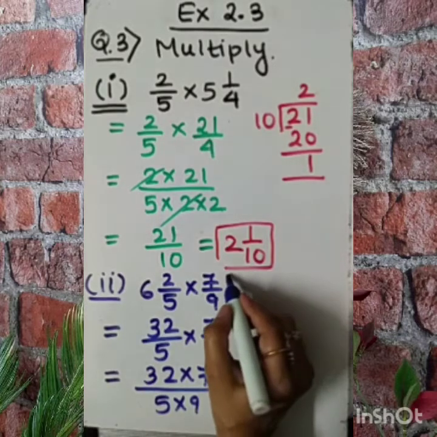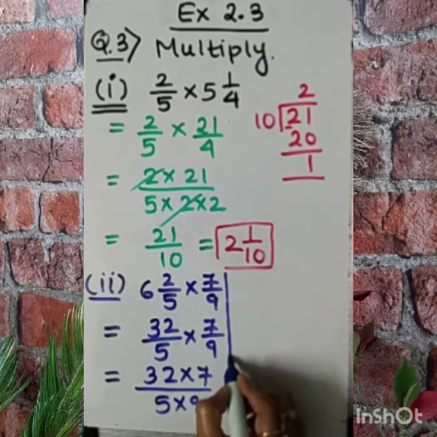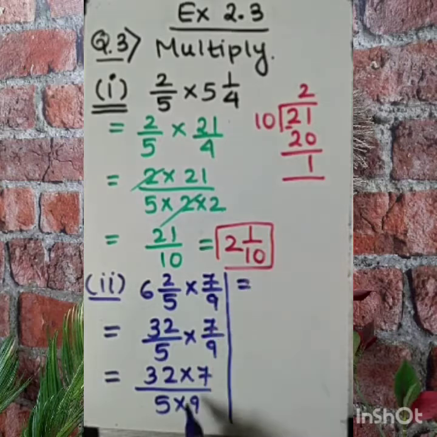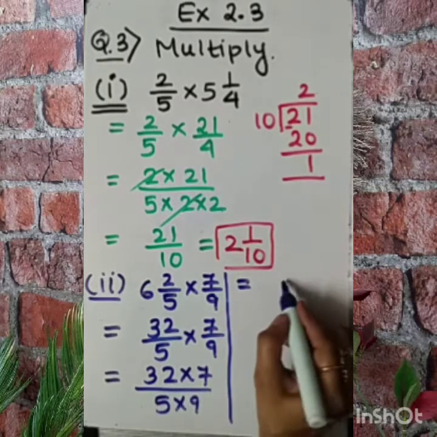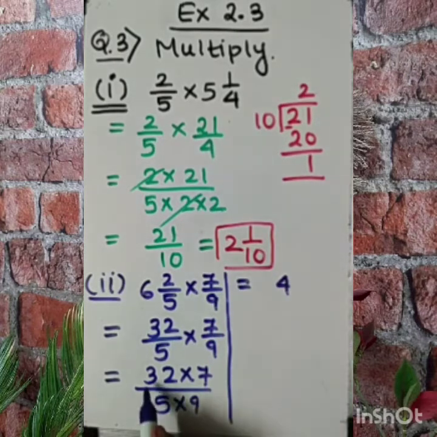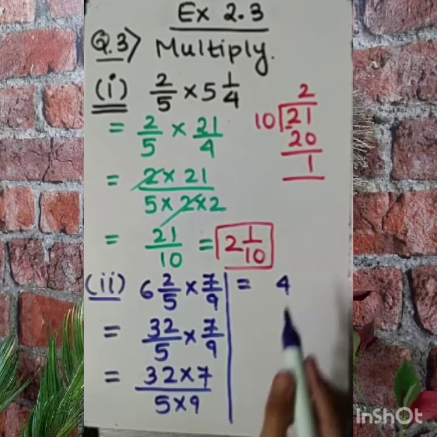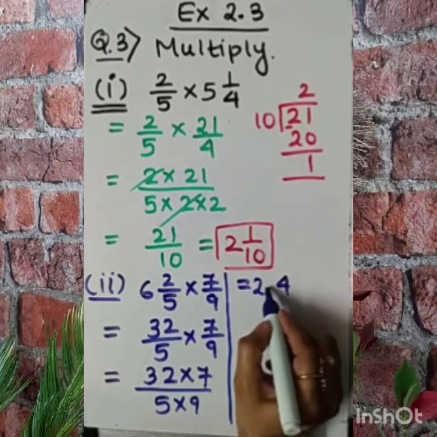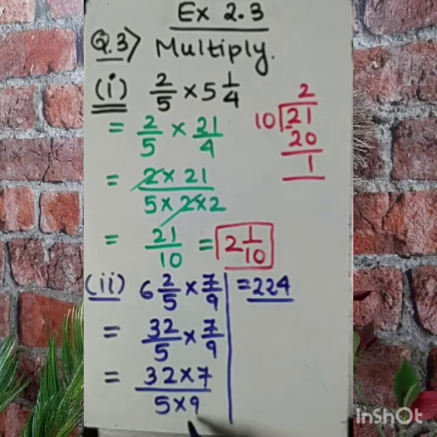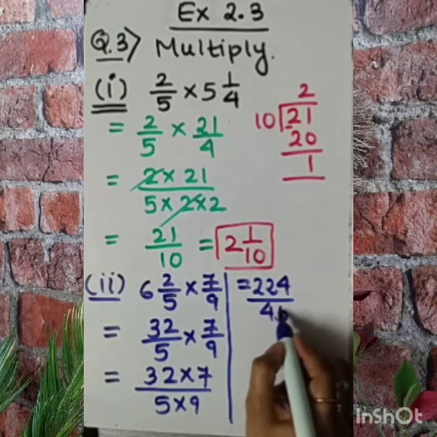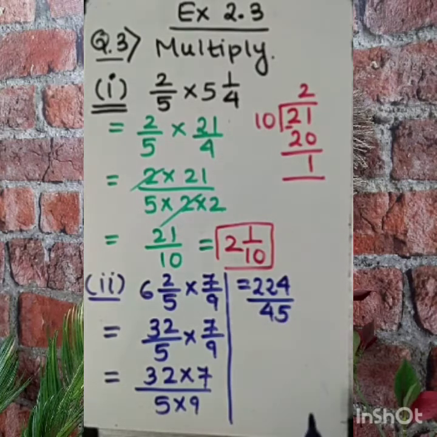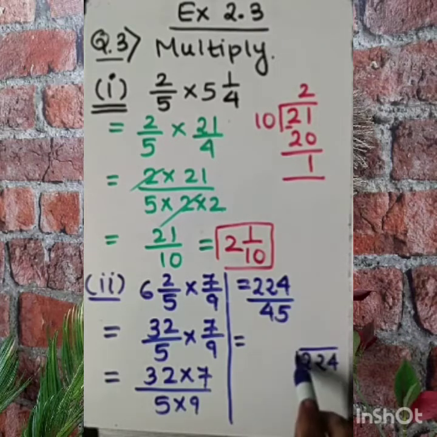So in such a case, what do we have to do? Just see, we are multiplying this first. 7 2s are 14, 4, 1 carry over, 3 7s are 21, 1 plus 2 is 22. And this 5 9s are 45. So dear student, we are going to divide 224 by 45.